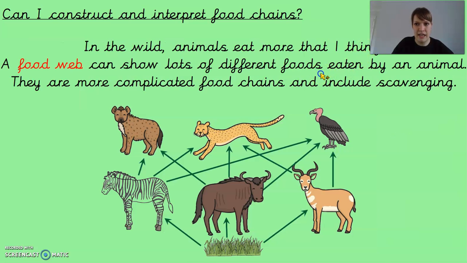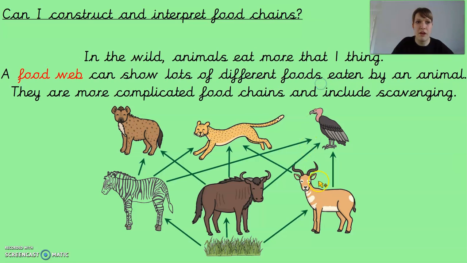And then this is a food web, which I spoke about a few minutes ago. So in the wild, animals eat more than one thing. And that's what I was trying to say, they eat more than one thing. A food web can show lots of different foods eaten by an animal. They are more complicated food chains and include scavenging. So it's just a bit more of a complicated food chain.